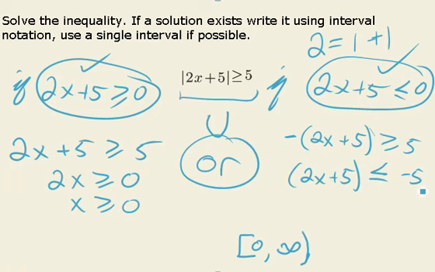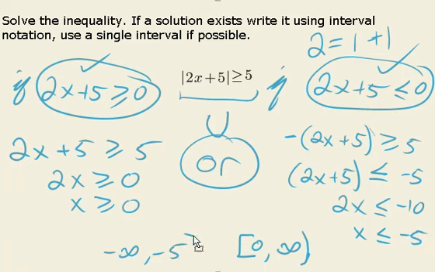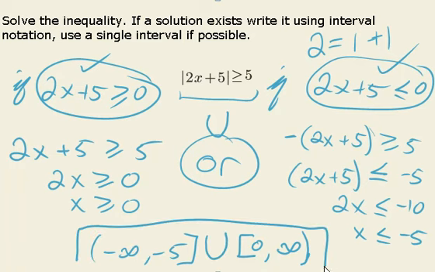2x plus 5 less than or equal to -5. Let's subtract 5 from both sides. -5 minus 5 is -10. Divide both sides by 2. I get x less than or equal to -5. What's everything less than or equal to -5? That's negative infinity out to -5. Include -5. I'll take a union of those two sets. And this is the answer to my original question.